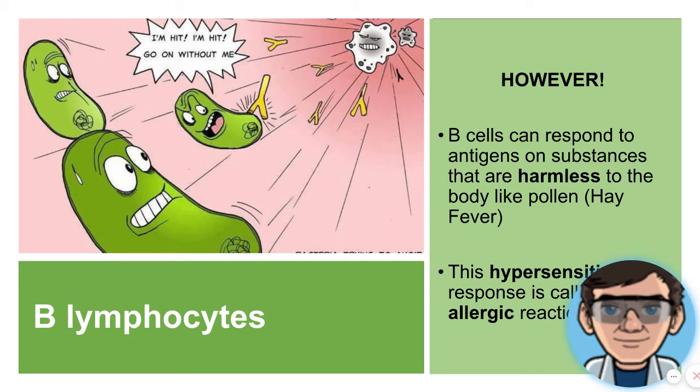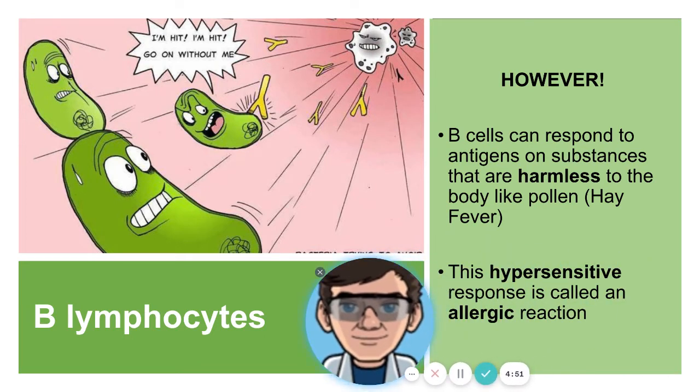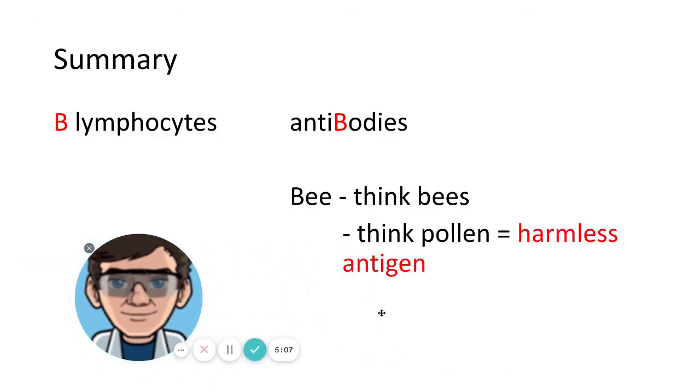Now, B lymphocytes can sometimes respond to antigens which are actually harmless, and harmless is the key word. They're not your own cells, they are foreign, but they don't cause disease. For example, pollen can get into the body. If you've got hay fever, you'll know this, and it can cause what we call a hypersensitive reaction or an allergic reaction. That is simply when the B lymphocytes recognise that harmless antigen, it still triggers the response, and they still produce antibodies against that antigen when it's not needed. That's what we call an allergic reaction. Now, a way to remember this is B lymphocytes.